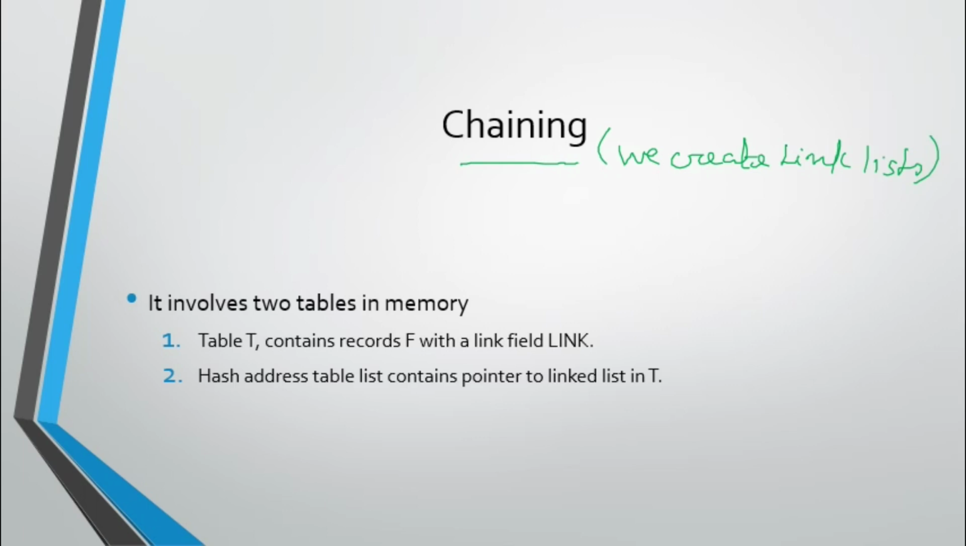Before that, what's the general idea of chaining? It involves two tables in memory. How many tables? Two tables. The first table T contains records F with the link field link, so two fields are there. The next one is the hash address table list, which contains pointers to the linked lists in T. We will understand these when we discuss chaining. First we'll understand in general what chaining is, then we'll go to the problem where they speak about these two tables. So in the next slide, let us understand what chaining is in general.